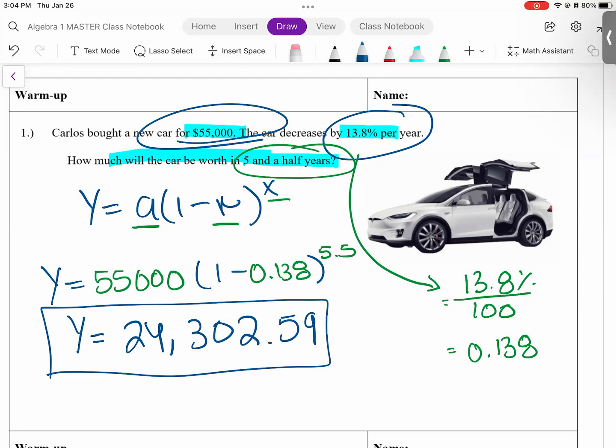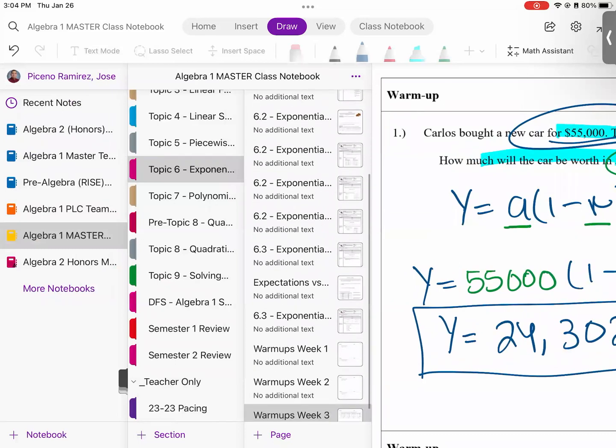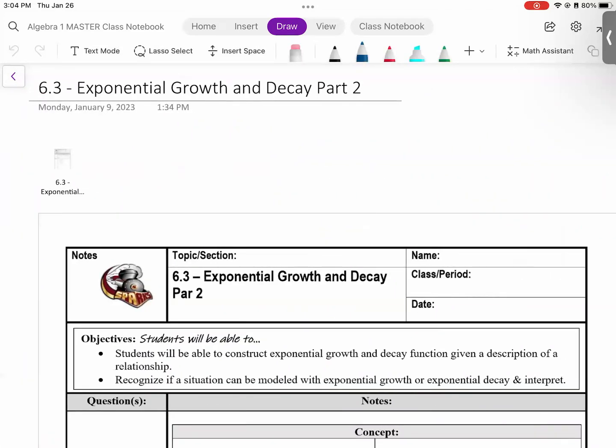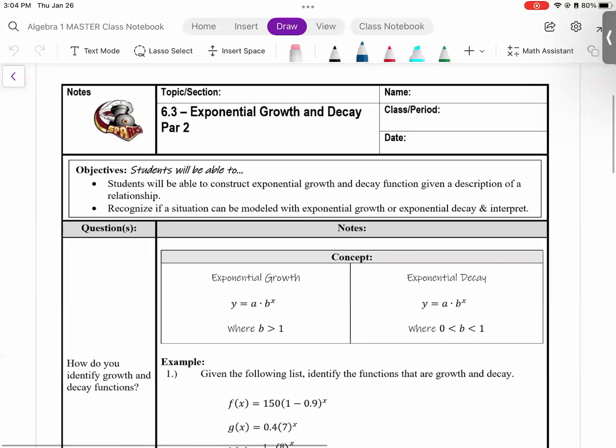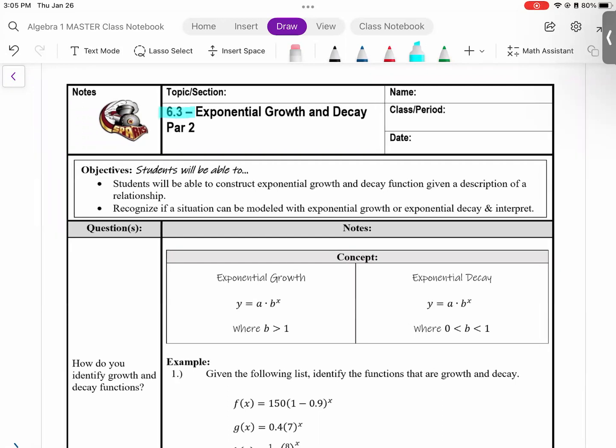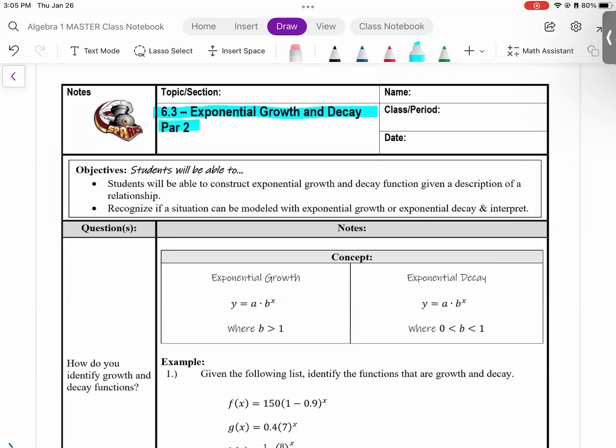Now let's go ahead and turn to our notes. So go ahead and take out your notes. We are going to start the last section of this unit, which means we're pretty much done with everything that we needed to do. Next week, we're going to focus on reviewing and taking the test. Cool. All right, so today we're going to go over 6.3 exponential growth and decay. This is going to be part 2. Notice it's missing a T.